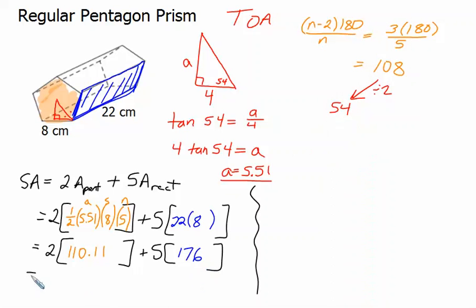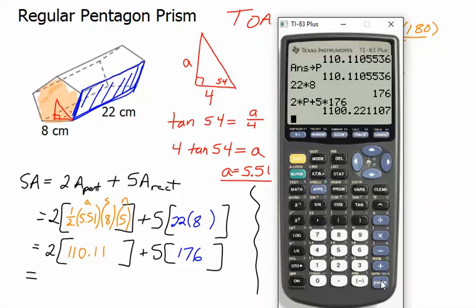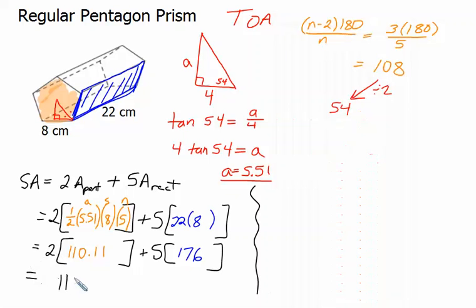And then we can type all of that stuff into the calculator to get our overall surface area. So it's going to be 2 times P plus 5 times 176. Wow, 1100.22. Now please watch units. Those are also going to be a big deal in this unit. So centimeters is involved. We're doing area, which involves 2 dimensions. So the label will be square centimeters.